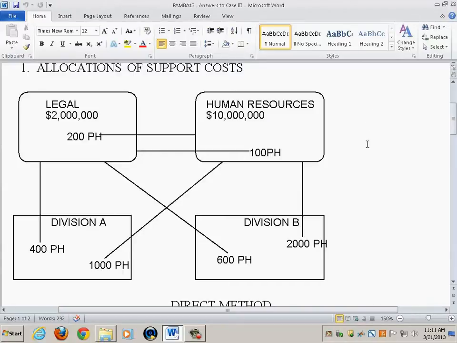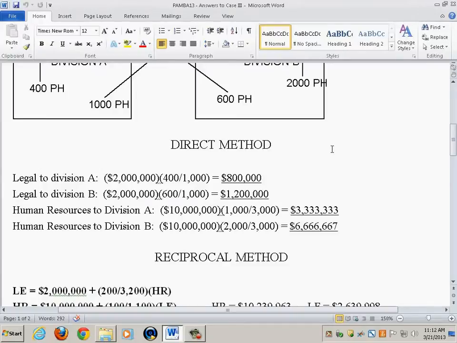Okay, there are 2 methods that you're asked to consider, and the direct method is very straightforward. The direct method says allocate according to the cost driver, person hours, allocate directly the cost of human resources and legal to the divisions, and the method ignores the exchange of services between the 2 support units, between legal and human resources. So it says just ignore it and allocate everything directly to Division A and Division B. Well, that's a quick and simple method. So obviously the calculation is also quick and simple.